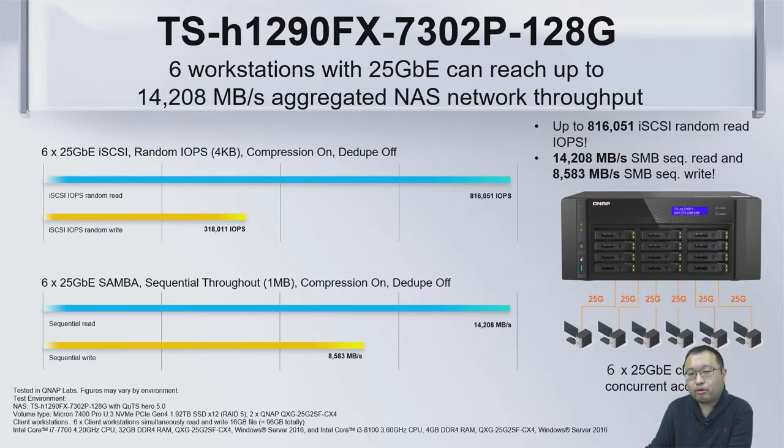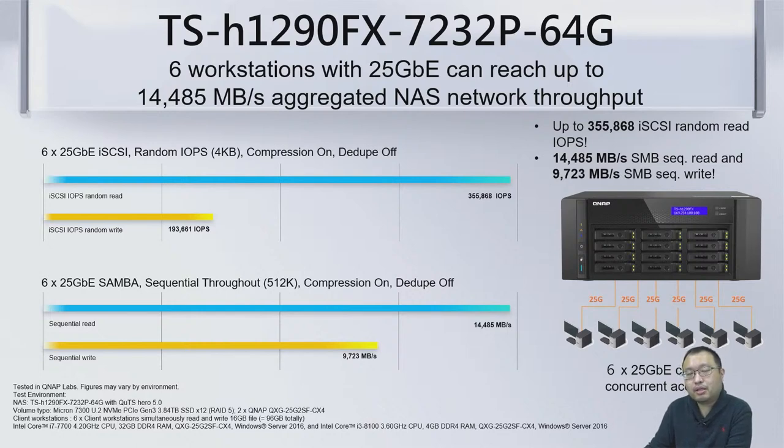For the sequential throughput, if you are working with large media files, for example several hundred gigabyte files, then throughput can be important. As you can see, throughput can achieve 14,000 megabytes per second in sequential read, and up to 8,000 megabytes per second in sequential write. This is based on performance tests using Micron SSDs.